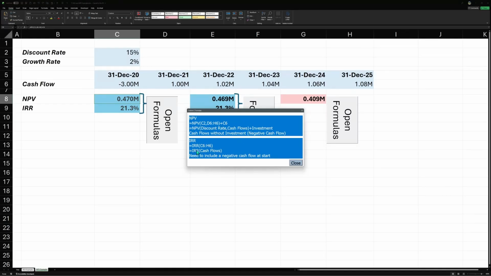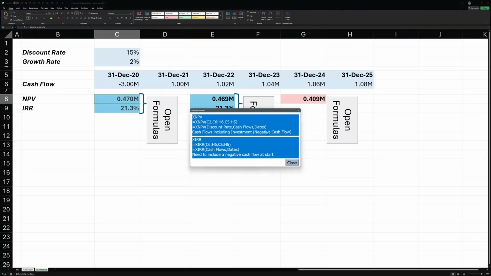In terms of IRR, very similar. IRR, we're just taking what we've got. We need to include our negative investment and our cash flows in order to figure out the IRR. Similar thing happens with XNPV, but in this case, changes up a little bit where we use our discount rate. We use all of our cash flows, including our negative investment at the beginning, and we take our dates because we've got specific dates here. So again, this is our cash flows, including our investment, which is that negative cash flow at the beginning, and we've got straight dates. Same thing happens with XIRR. We've got our cash flows. Again, we include our negative investment at the beginning and our dates.